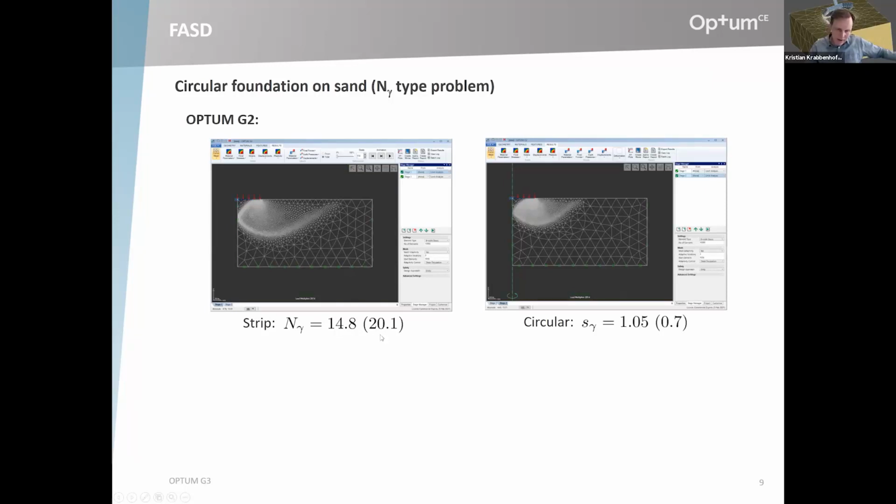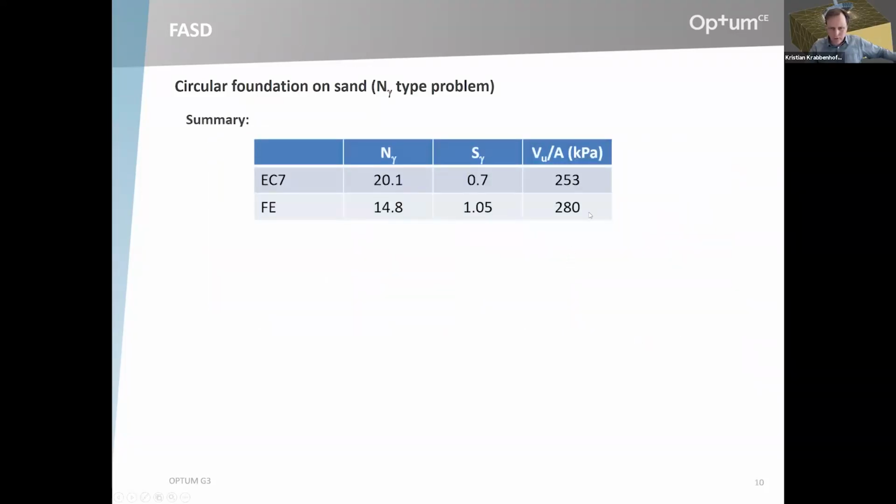And that equivalent in gamma is quite different from the one you have in Eurocode. It's quite a bit lower. And then you could look at a circular foundation, compare circular to strip, and then derive an equivalent S gamma, which would then be 1.05 instead of the 0.7 of Eurocode. So the equivalent bearing pressure is this one here, the 280.